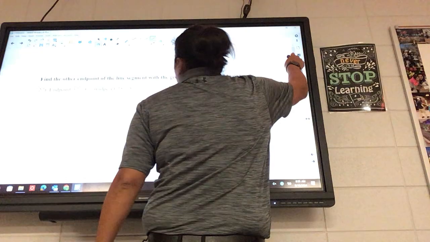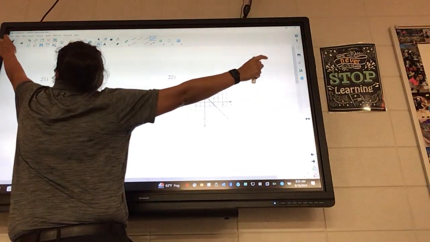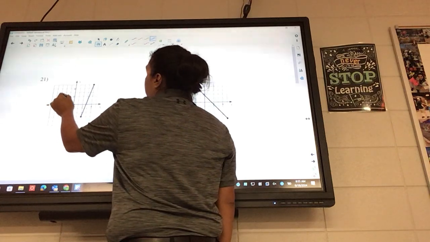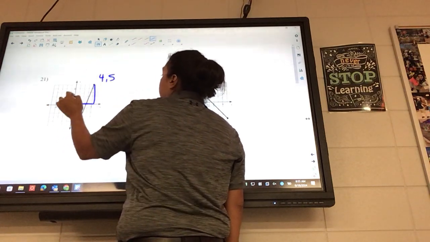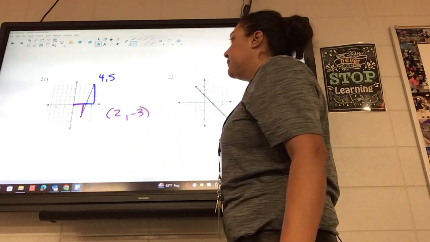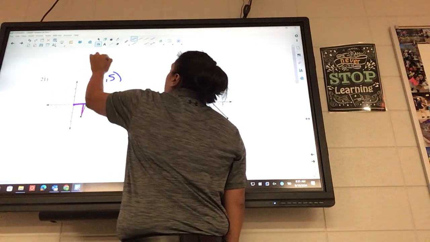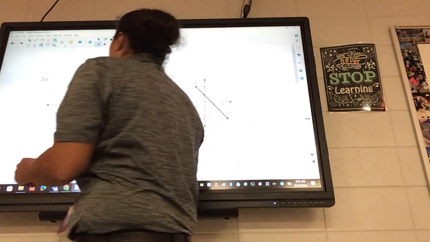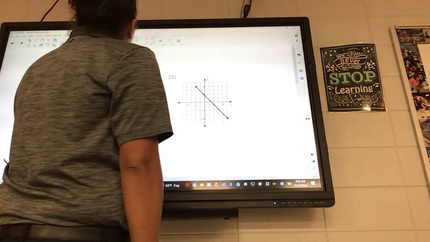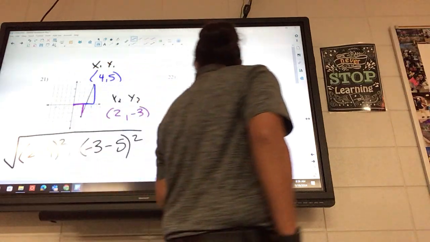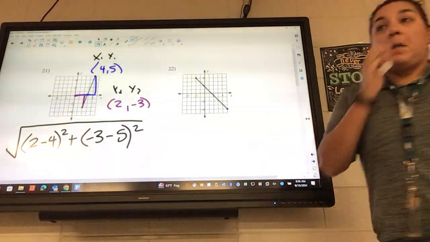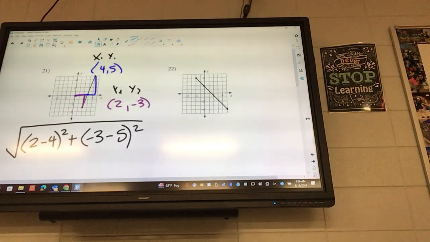Um, 20, did I skip one? 21. Okay, it's the exact same, so we just have to find the coordinates. So we start at 0, 0, and we're gonna go to the right 4 and up 5, so it's gonna be 4, 5. And this one, you're gonna go to the right 2 and down 3, so it's gonna be 2, negative 3. And so you're still gonna do it the same exact way as we just did the other one, so it's gonna look like 2 minus 4 squared plus negative 3 minus 5 squared. Alright, so type that in, see what you get.